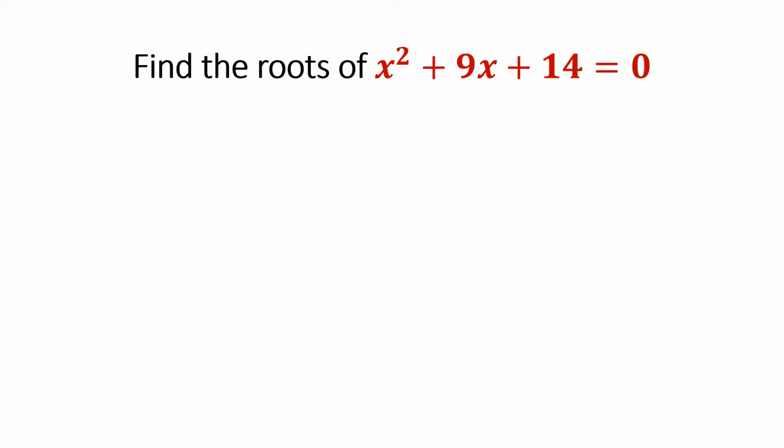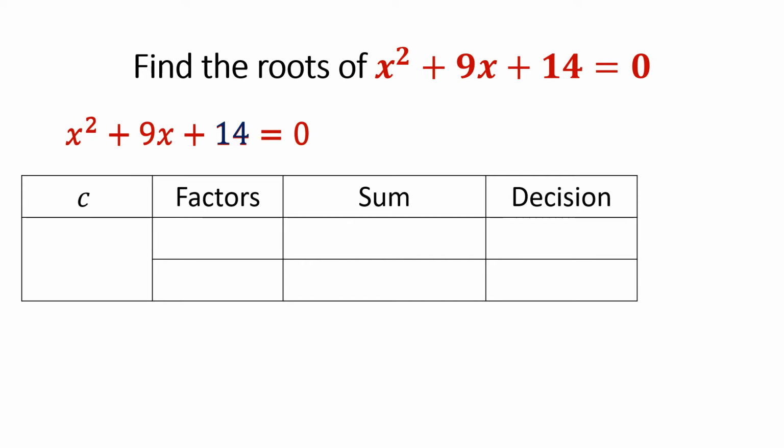Let's have an example. Find the roots of x squared plus 9x plus 14 is equal to 0. So the quadratic equation is x squared plus 9x plus 14 is equal to 0. We have emphasis on the c, which is 14. Now, I have here a table that we could use to have some analysis. Now, the c is 14. Let's get a factor of 14, which is 1 times 14. So 1 plus 14 is equal to 15. That is not our target because our target should be 9. So we need to reject that.